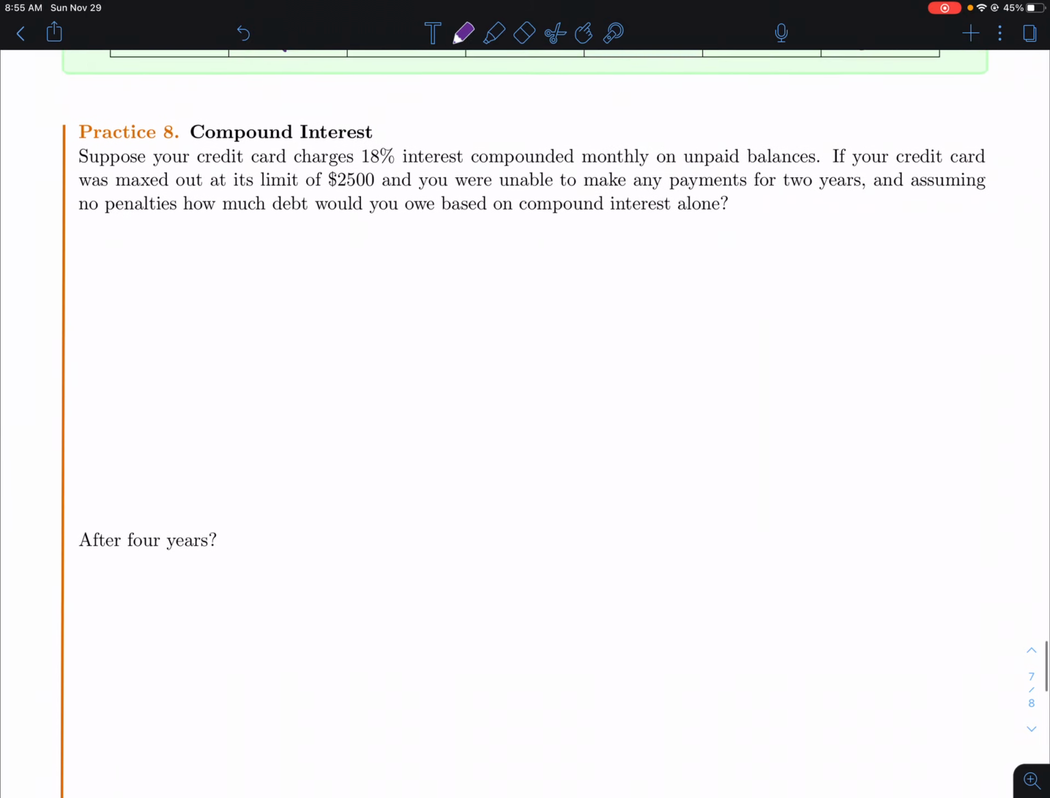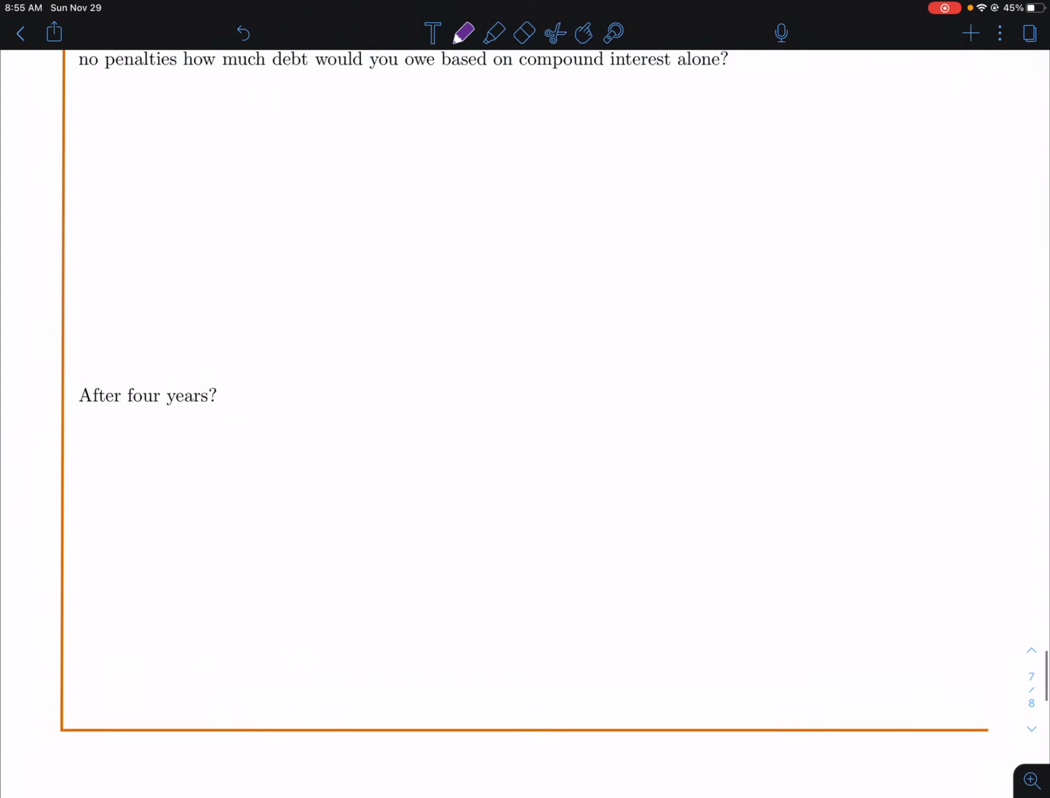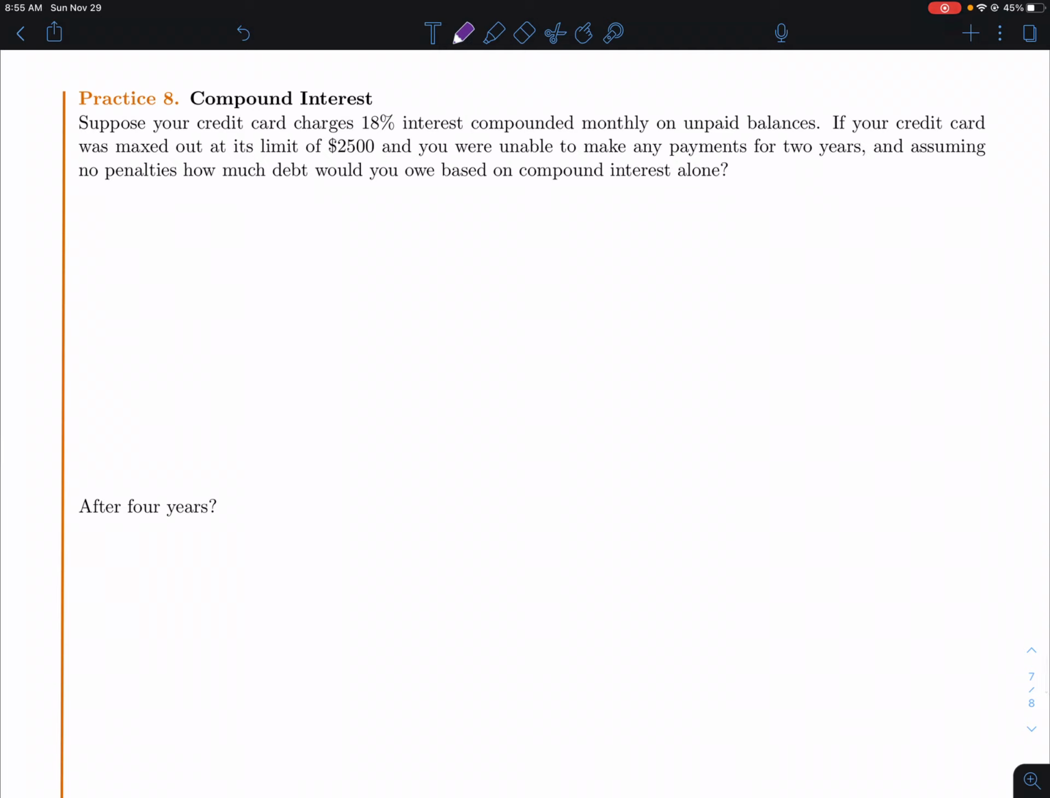So let's go through and look at a practice problem here so we can kind of see what's going on. So suppose your credit card charges 18% interest compounded monthly. So they're never going to give you the N. They're always going to give you some kind of a word, compounded annually, compounded semi-annually, daily. So you have to be able to decipher that to figure out what the N's going to be. So if your credit card was maxed out at its limit of 2,500 and you're unable to make any payments for 2 years, and assuming no penalties, how much debt would you owe based on compound interest alone?